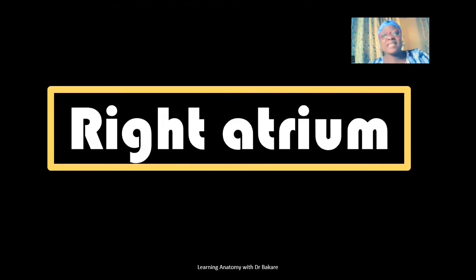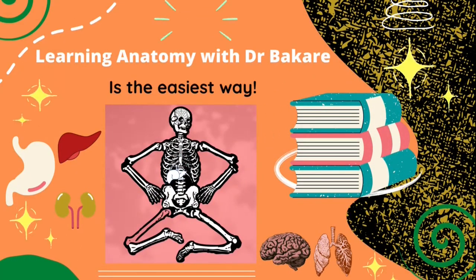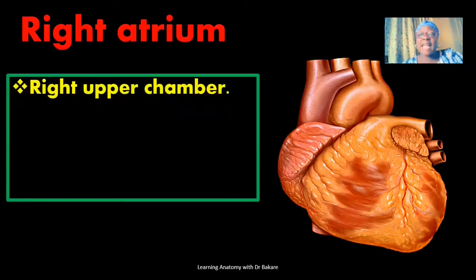Let's look at the anatomy of the right atrium. The right atrium is the right upper chamber of the heart. This is the entire configuration of the heart, and we know that the heart is divided into the upper chamber and the lower chamber. This is where the demarcation is.